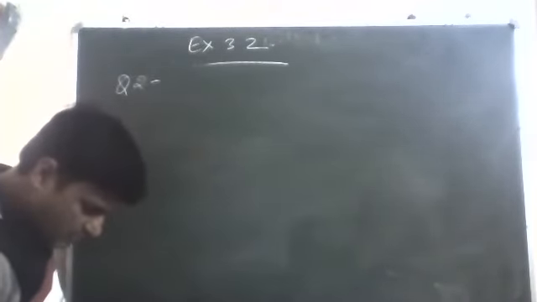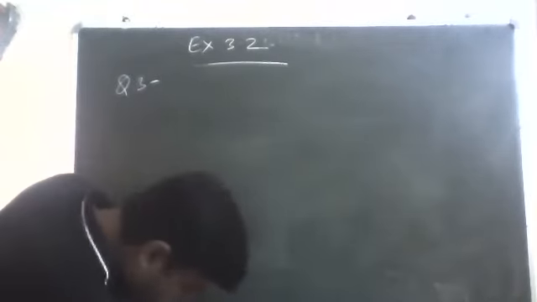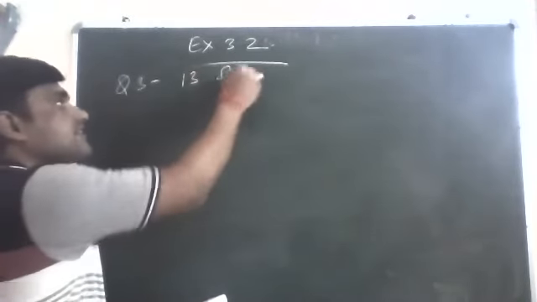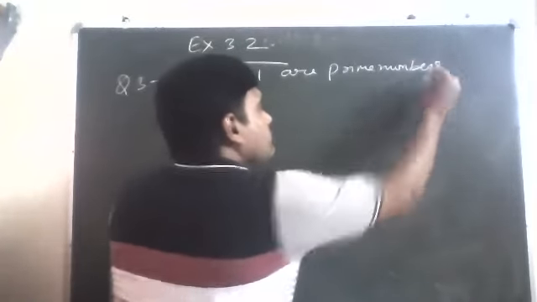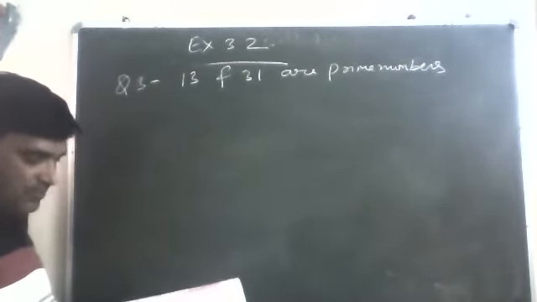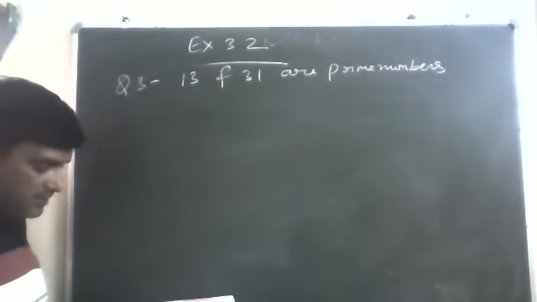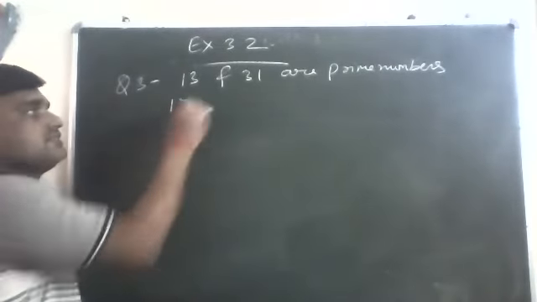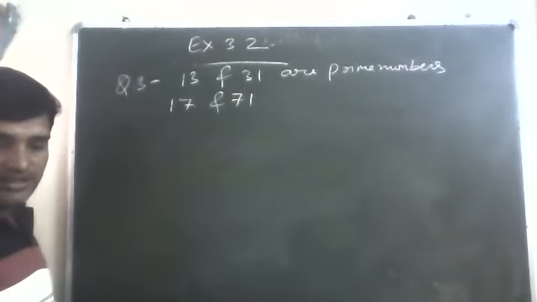Now, in this way, we solve other questions also. Now we solve question number 3. In question number 3, the numbers 13 and 31 are prime numbers. Both these numbers have the same digits, 1 and 3. Find such pairs of prime numbers up to 100. 17 is a prime number. 71 also is a prime number. Understand?